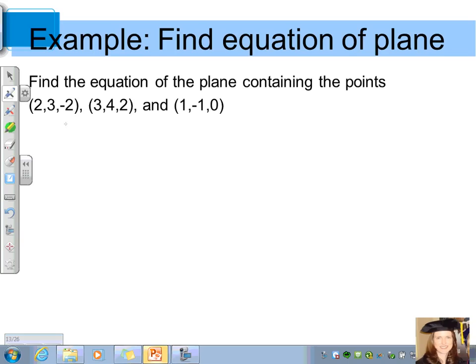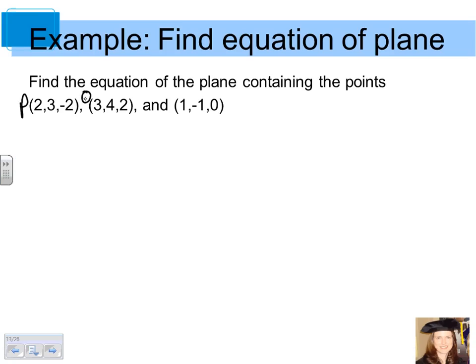by finding a vector u. Let's label our points. We can label them P, Q, and R. Let's find vector u, which would be a vector from P to Q, and take the terminal point minus the initial point to determine the components. 3 minus 2 is 1, 4 minus 3 is 1, and 2 minus negative 2 is a positive 4. So that's a vector in the plane. We'll call that vector u.